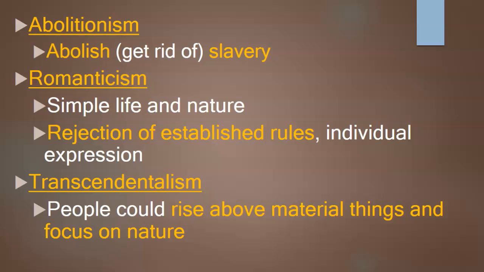Abolitionism was this movement to try to abolish or get rid of slavery. Romanticism is very similar to what we've talked about before with Transcendentalism, which we'll talk about again in just a second, where you reject the established rules and you look for the simple life and be one with nature. Transcendentalism also has a focus on nature, but they also wanted you to rise above material things. They were very much like Thomas Jefferson, like you go out and you live out in the woods, and you don't let material things get you down, things like that.